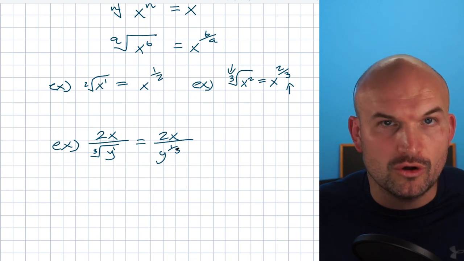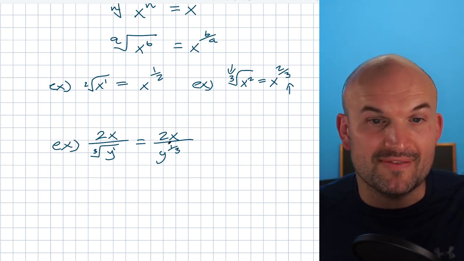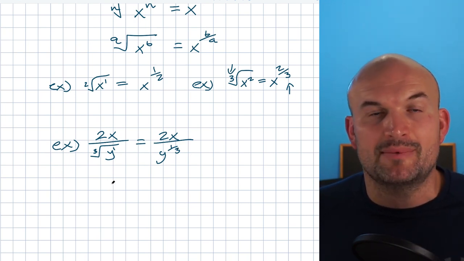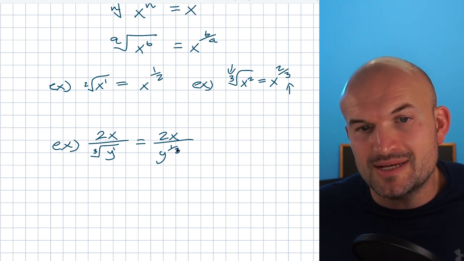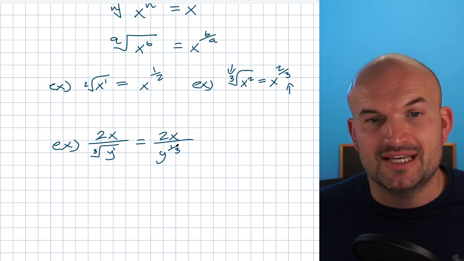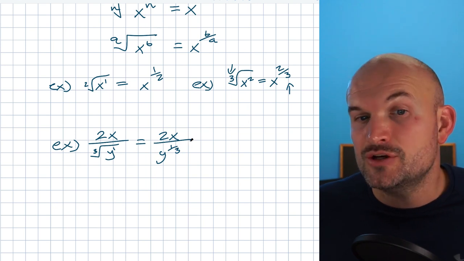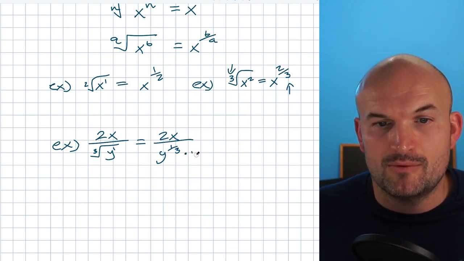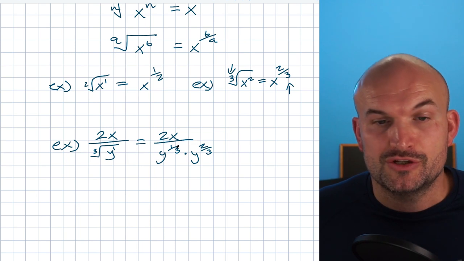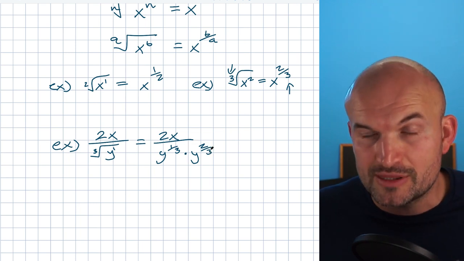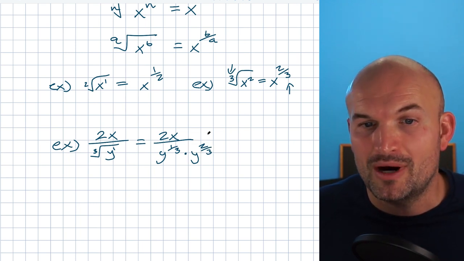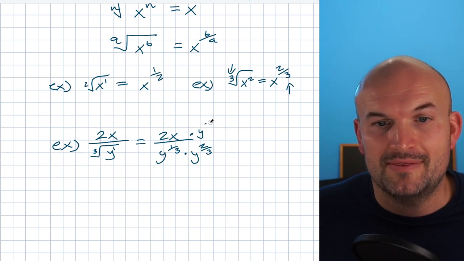So our whole goal when we're eliminating our radical, we want that to be 1, right? We want our denominator to be y to the first power. So what do I need to add to 1/3 to be able to get that to be 1? Well, that's going to be 2/3, right? Because if I multiply this by y to the 2/3, you're doing 1/3 plus 2/3, which is equal to 3/3. And 3/3 is equal to 1. So I'm going to do that on the top and the bottom.